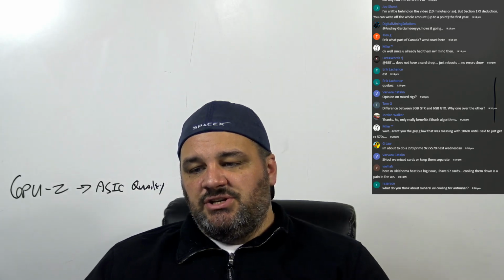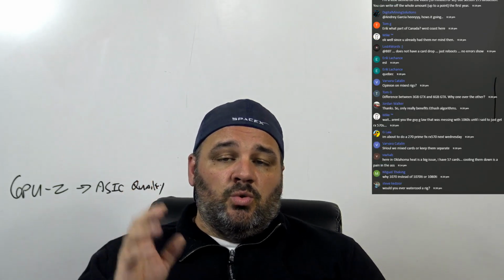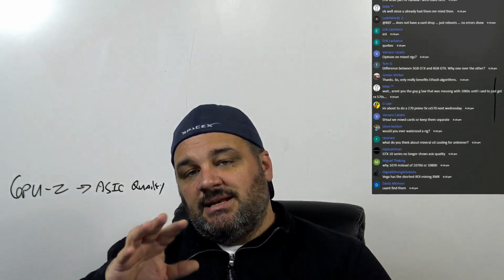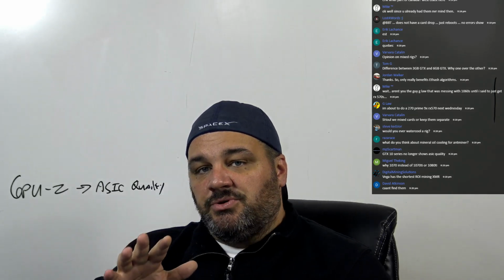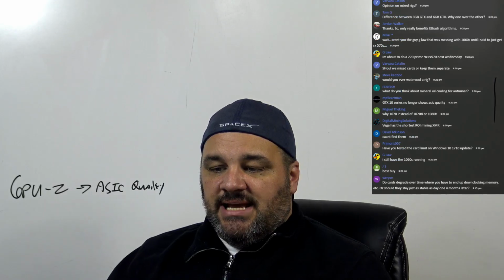Difference between the 3 gig GTX and the 6 gig GTX? The 3 gig and the 6 gig are both good. The problem is that you roll the dice with the 3 gig on whether you're going to get Hynix memory or not. For whatever reason, the Hynix memory starts out of the gate at about 16 mega hash, and when you overclock it, it only goes to 19. So you're missing out about 3 to 5 hash per card when you get Hynix memory on 3 gig GTX 1060s.